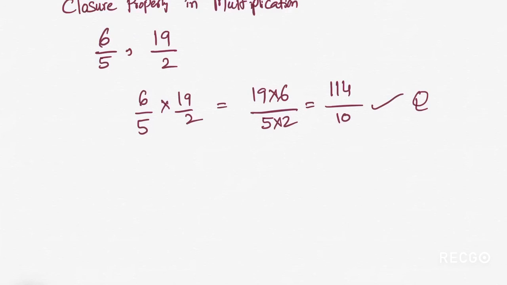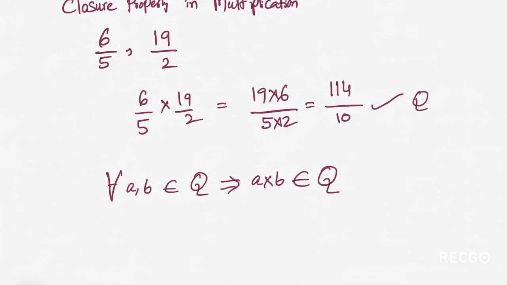Therefore, we represent that the closure property will be satisfied for all the numbers a, b belong to Q. Q is the rational number set. a into b also belongs to rational numbers.